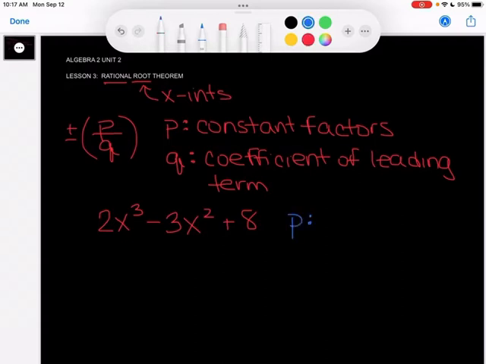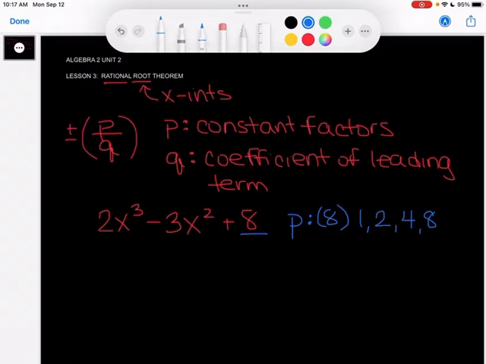We're looking at 8 because that's the constant, and we want all the factors, everything that will divide into 8, and that includes 1. So 1 goes into 8, 2 goes into 8, 3 does not go into 8 evenly, 4 goes into 8 evenly, 5, 6, and 7 don't, but 8 goes into itself evenly. So 1, 2, 4, and 8 are all factors of 8. Those are all of our values for P.